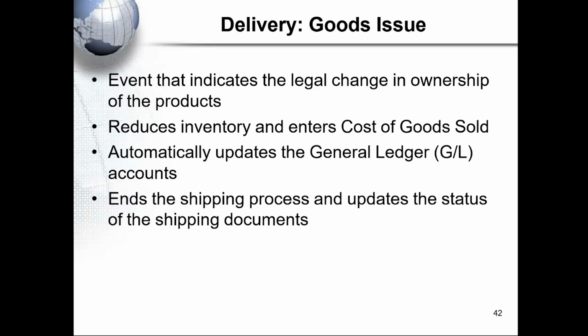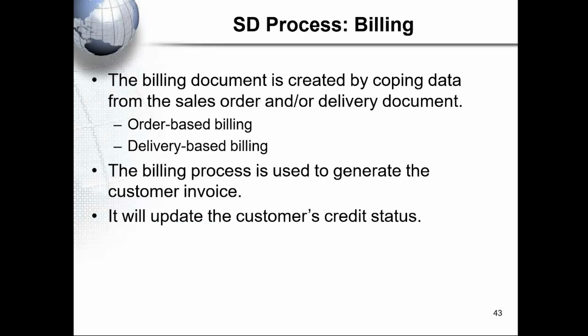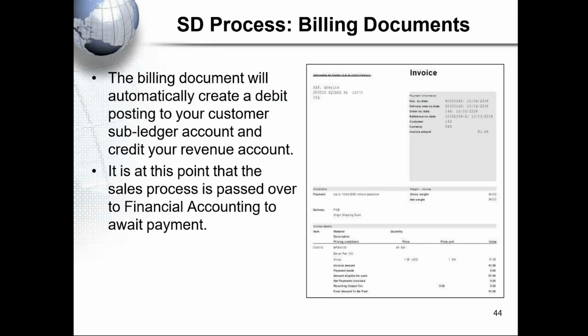And billing. We do one-time payment or periodic payment, or you can say one order related billing, delivery related billing. Billing is the last document where we issue the invoice to the customer, and we also release the invoice to the account department for payment processing.